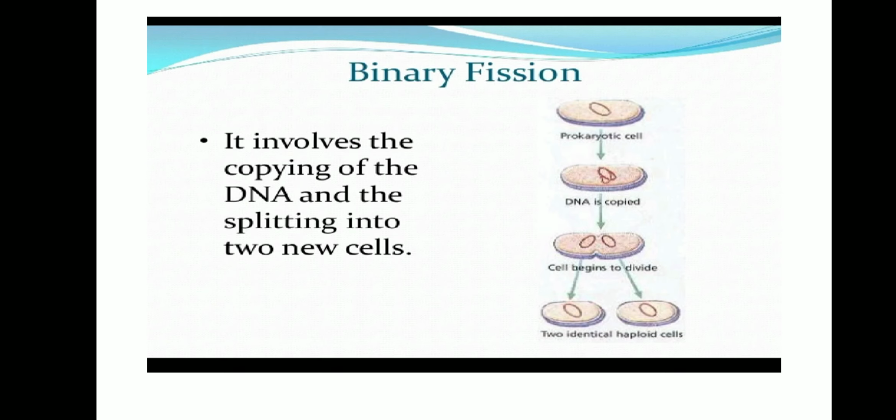Then how does it reproduce? Bacteria reproduce by binary and multiple fission. This is binary fission. How does it happen? This involves the copying of DNA and splitting into two new cells. A single cell splits into two new cells. It is called binary fission. That's how bacteria reproduce.